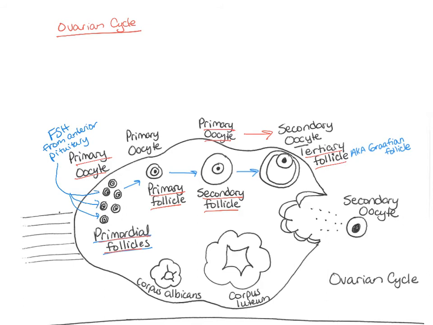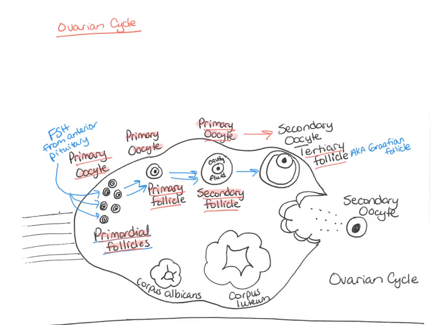The primordial follicles develop into primary follicles, and then a few of the primary follicles develop into secondary follicles. The secondary follicles develop a cavity that's filled with fluid. The primordial follicles, the primary follicle, and the secondary follicles all contain a primary oocyte.